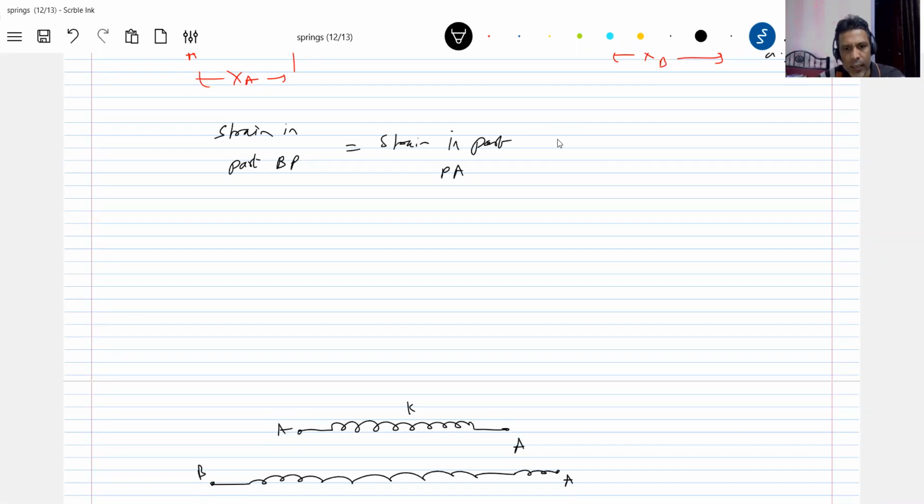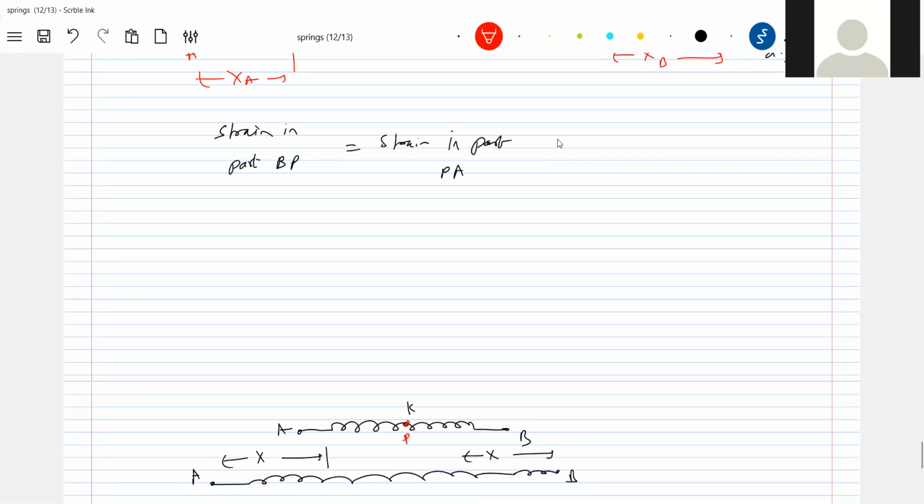This is NA, this is NB. Both the ends I'll give the same displacement. Tell me, the midpoint will not undergo displacement. Am I right? Yes, sir. Finish or no? Take an elastic band. That's why I'm telling this one.